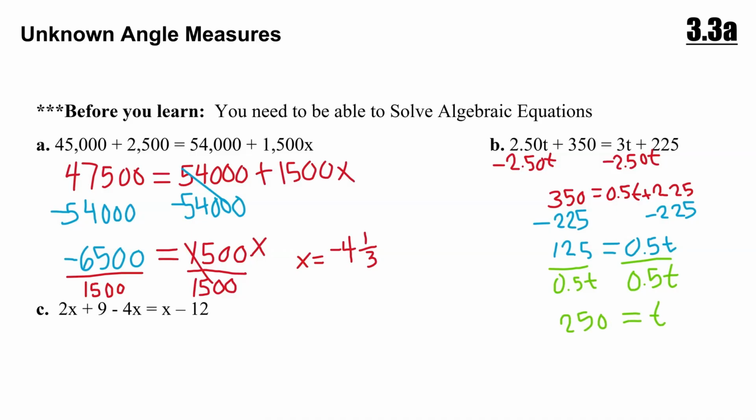For equation C, start with isolating the variables, so subtract 2x from both sides and add 4x to both sides to make the equation 9 equals 3x minus 12. Next, add 12 to both sides to make the equation 21 equals 3x. Finish the problem by dividing both sides by 3 to get x equals 7.